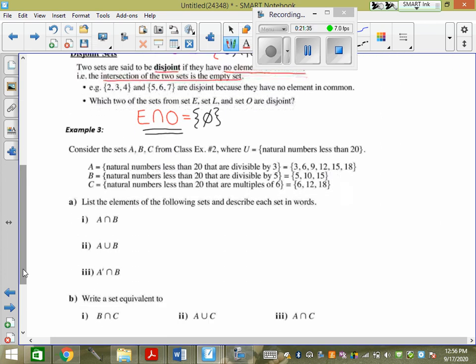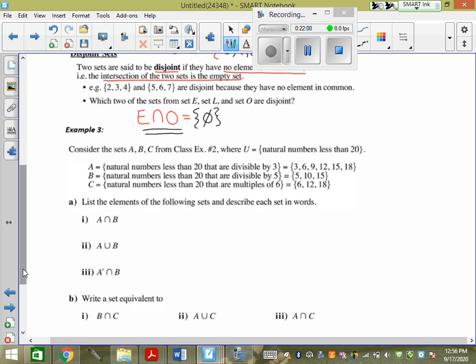Example 3 says, consider the sets A, B, C from class example 2, where U equals natural numbers less than 10. A equals the natural numbers less than 20. Natural numbers start at 1, right? You naturally count as a toddler. Natural numbers less than 20 that are divisible by 3. So they gave them to us even. 3, 6, 9, 12, 15, 18.